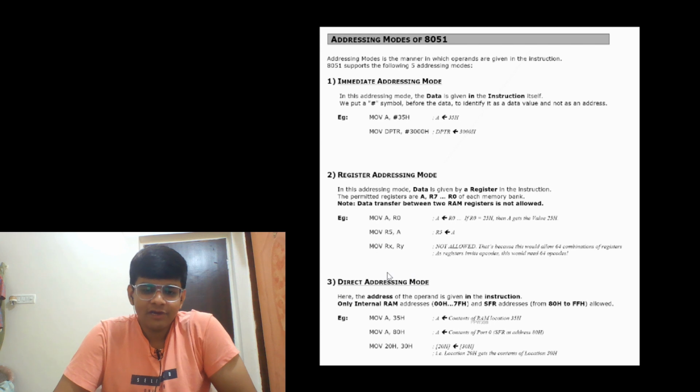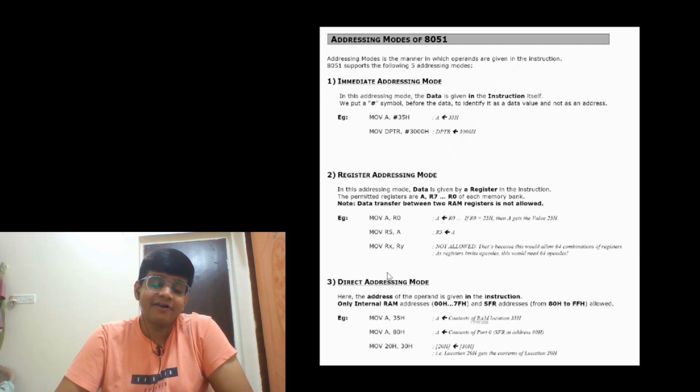Why can we only give the address of SFR and internal RAM? Because the addresses of internal RAM and SFR are 8-bit addresses. All other addresses are 16-bit addresses. That will make sense whenever you start programming. Just listen right now.